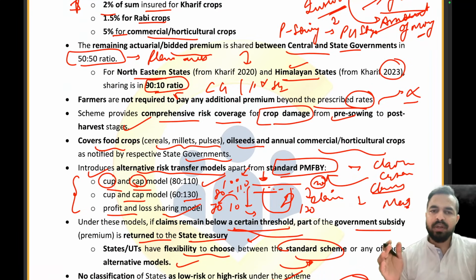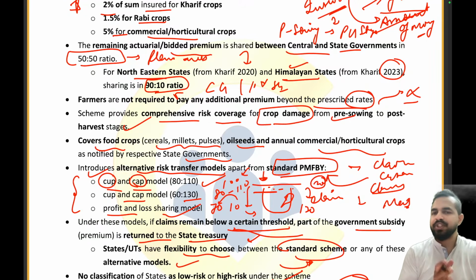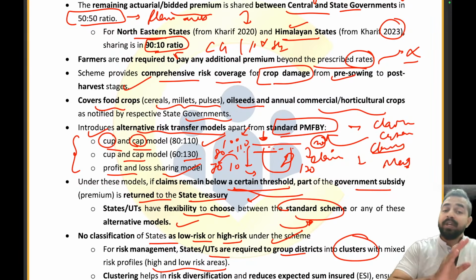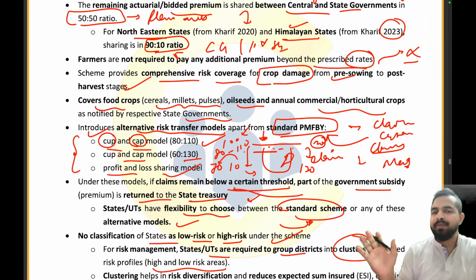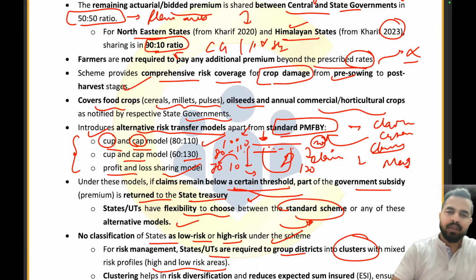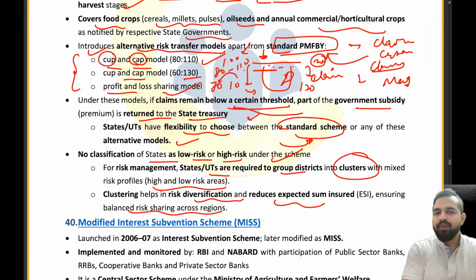For the remaining part of the premium, what will be the proportion of the share of central and state governments? That is 50:50 ratio for the normal states, 90:10 for northeastern and the Himalayan states. Farmers are not required to pay any additional amount or premium beyond the prescribed limits, right? So it covers the food crops, oil seeds, annual commercial horticultural crops which are notified by the government of that particular state. It introduces alternative risk models. What kind of models are there? We have cup and cap model of 80:110, 60:130 and profit and loss sharing model.